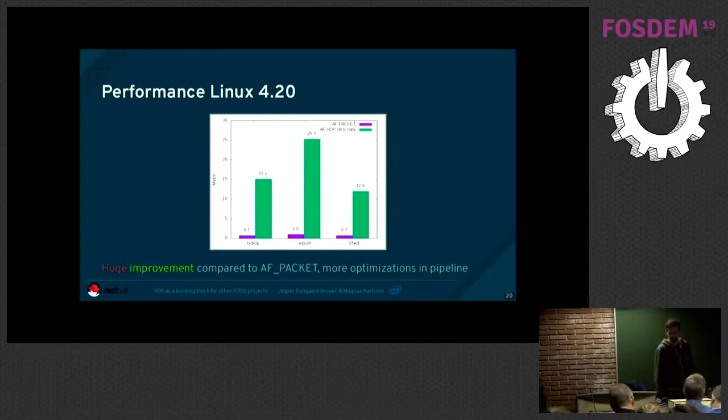And as you can see here, we're somewhere between 15 and 25 times as fast as AF_PACKET. So you can actually do packet sniffing on a 40 gig wire. Not if you send 64-byte packets, obviously, but if you have larger packets, you can actually do it now with AF_XDP zero copy.